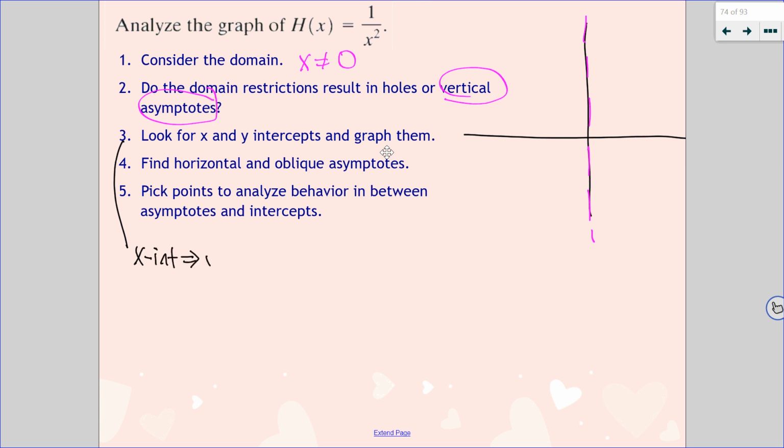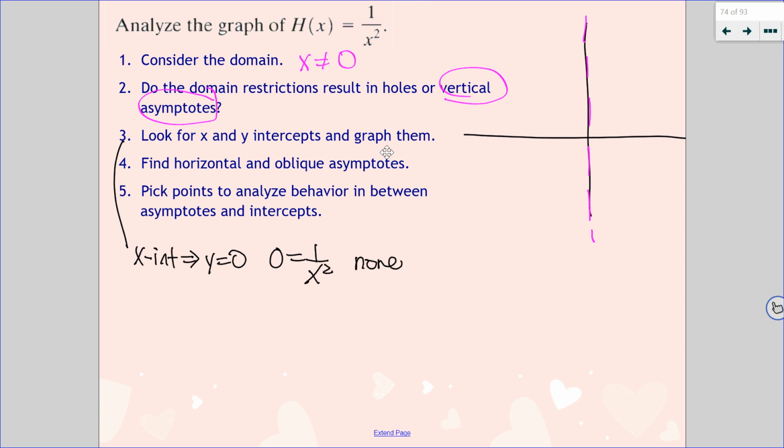The x-intercept occurs when y equals 0. What's our x-intercept? Yeah, there's none. There is nothing you can plug in for x to make this true. If you write 0 equals 1 over x squared, nope. There's nothing you can plug in there. 1 over 0 is not 0.